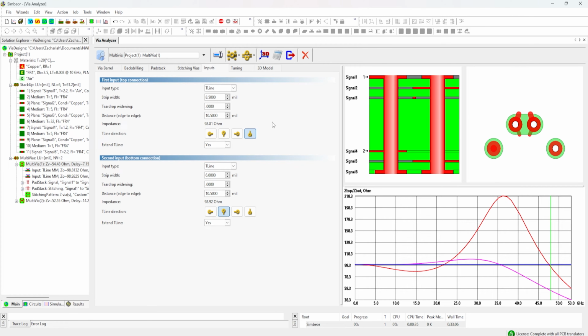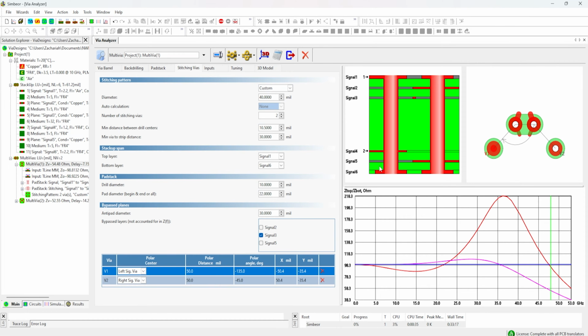And of course, I've done another video about roughness compensation on the Altium Academy channel. You can find a link to that video in the description. But for now, let's take a look at what happens with these stitching vias.